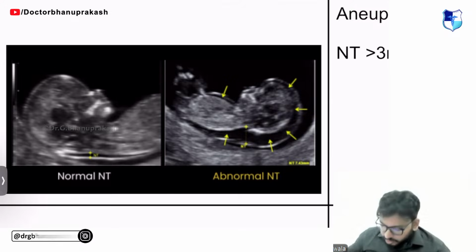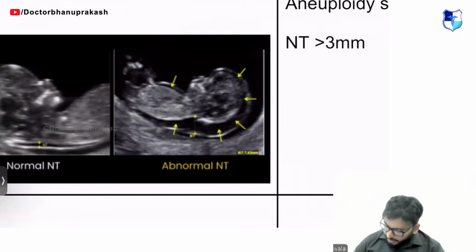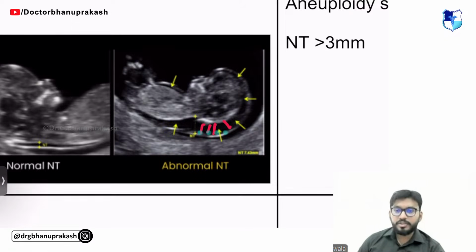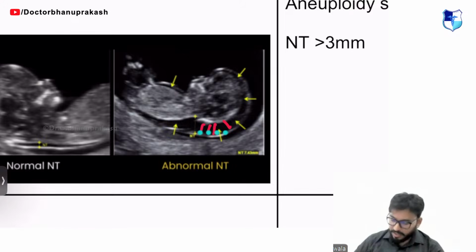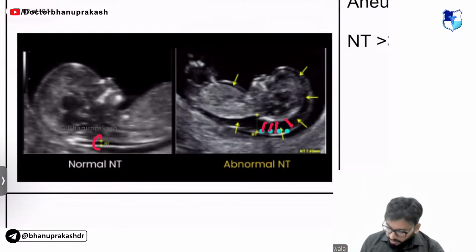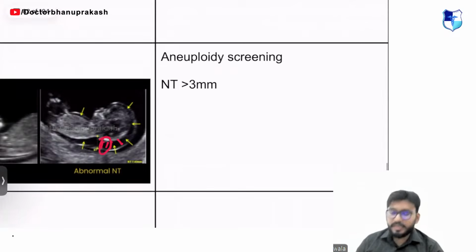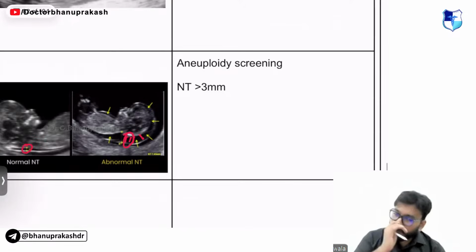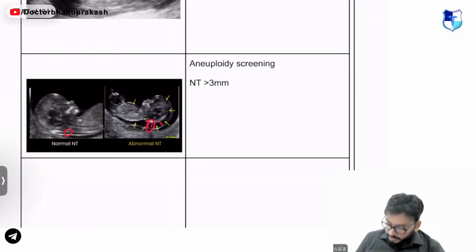NT means nuchal translucency. Behind the occipital region of the baby, can you look at this black area? This is the nuchal translucency. Nuchal means neck, so translucency behind the neck region. Here the translucency is minimal, but look at this one: it is widened or enlarged. If it is more than 3 millimeters, there is an increased risk of which syndrome? Aneuploidy, yes, Down syndrome, guys.